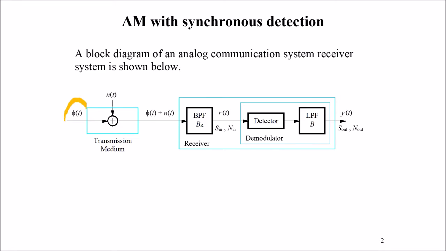Here we have what will now be the amplitude modulated signal, and then we add the Gaussian white noise, and then the sum of the signal plus the noise is applied to our receiver. The first part of the receiver is a bandpass filter, just as before, and then that's followed by the demodulator, which will have a detector followed by a low-pass filter.